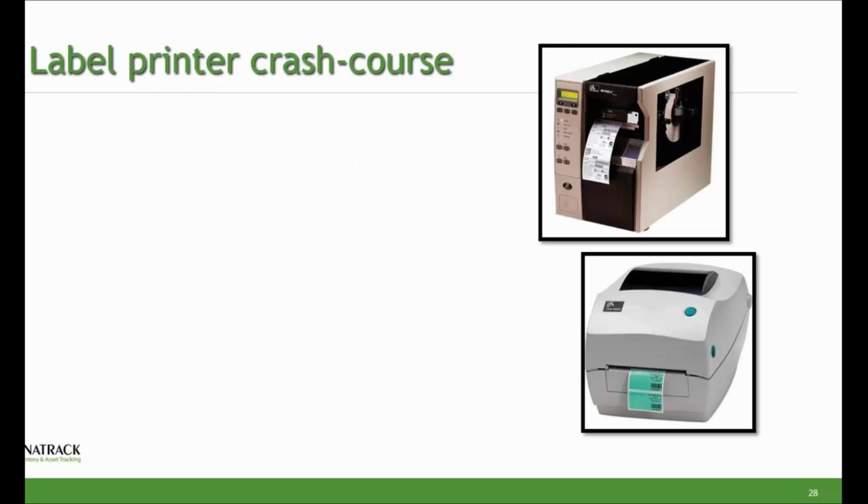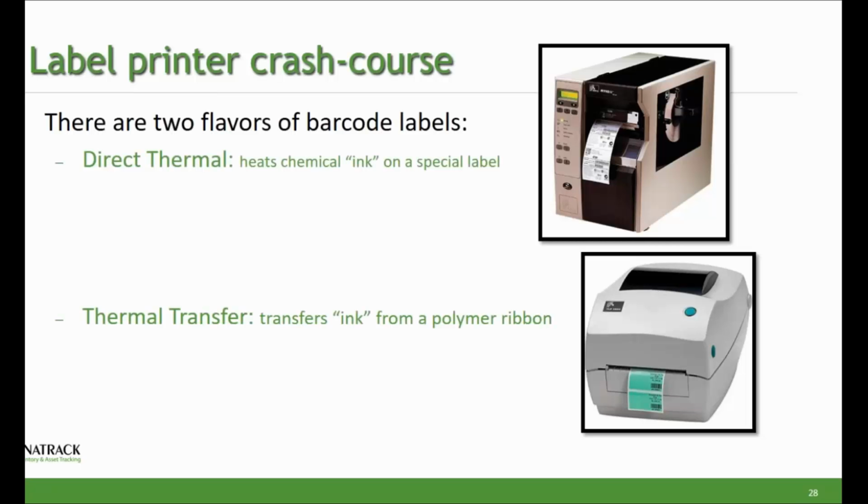So real fast, I'm going to give you the label printer crash course. There are two flavors of barcode labels. There's direct thermal, which basically heats a chemical ink that's embedded on a special sort of paper label. Or there's thermal transfer, which you can think of kind of like a typewriter, where it transfers ink from a polymer ribbon and puts it on the label.